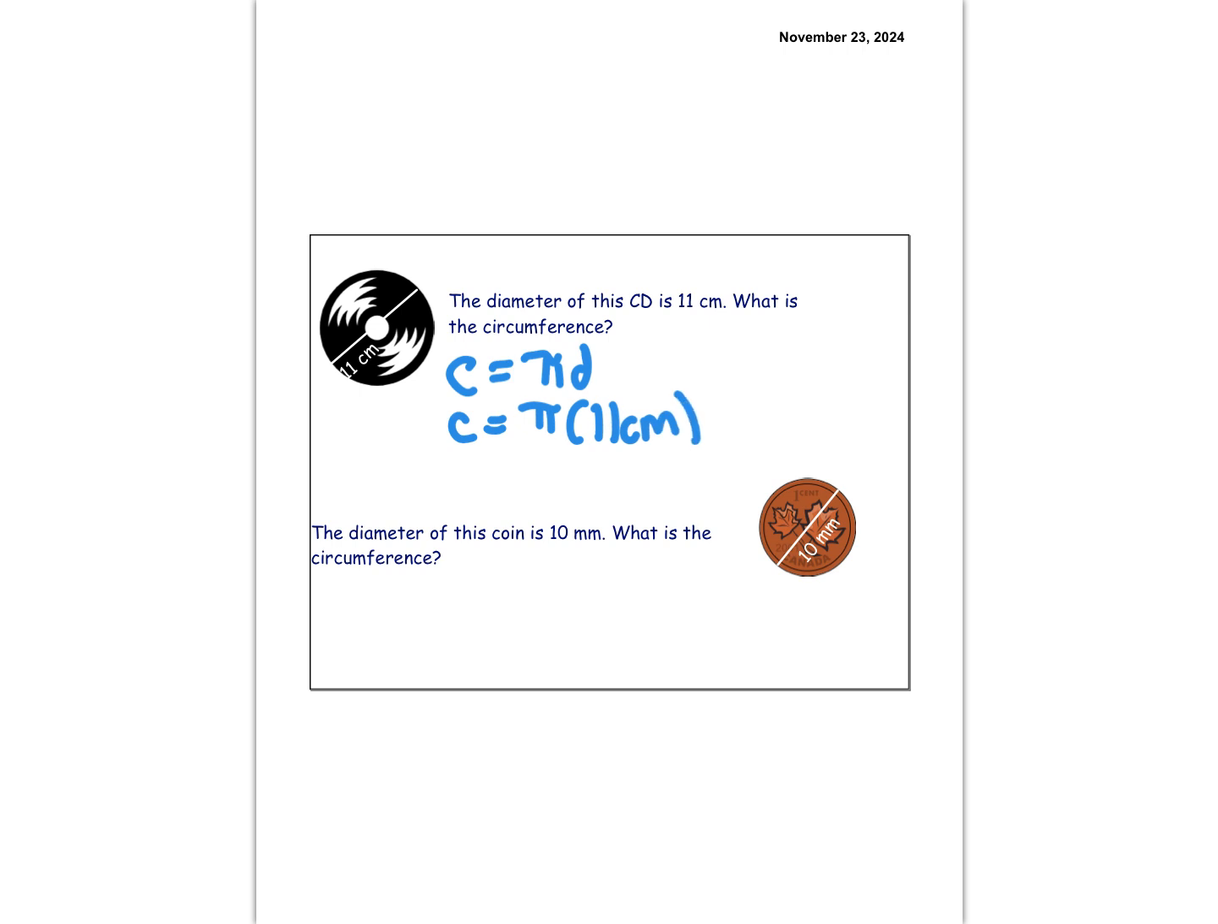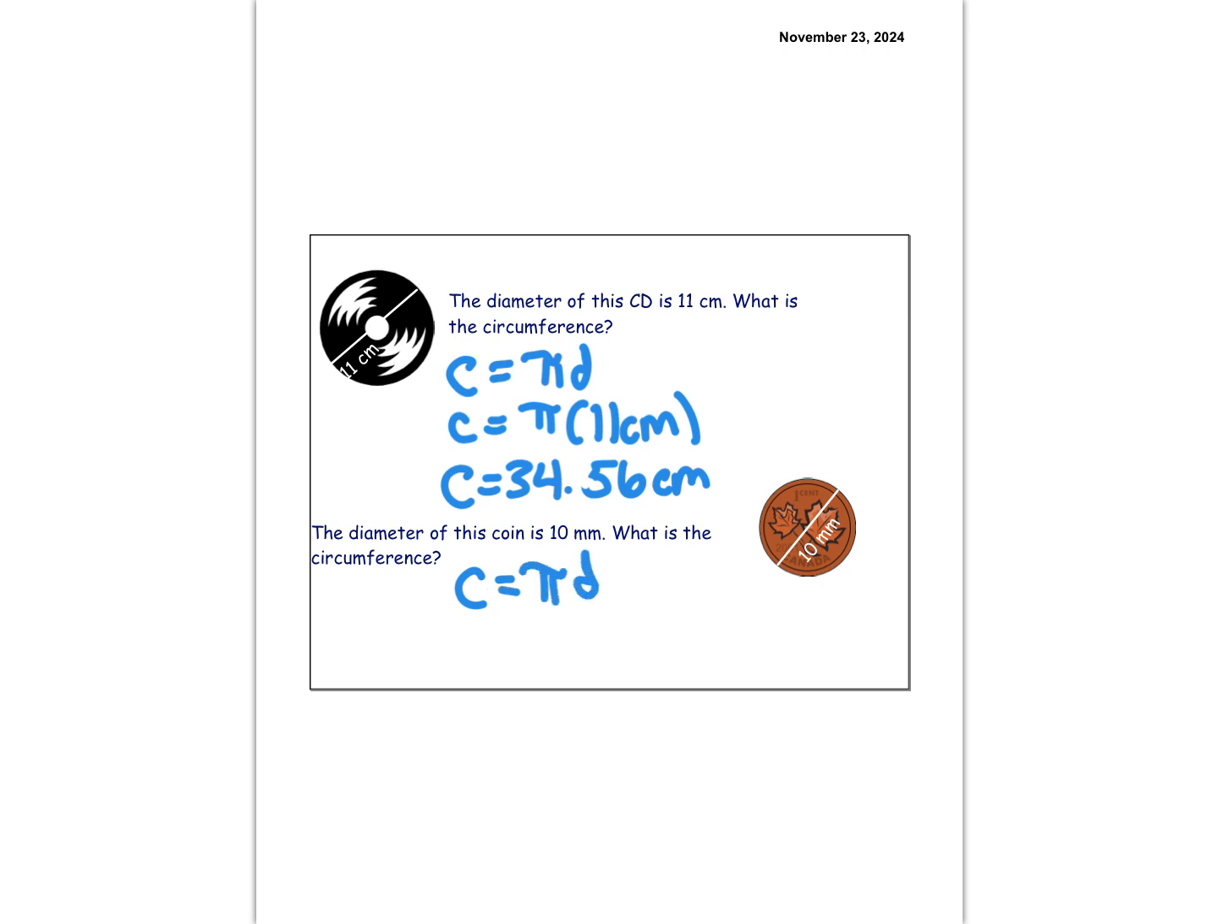And that will give us 34 and 56 hundredths. Okay. The second one, the diameter of this coin is 10 millimeters. What is the circumference? So kind of the similar situation, C equals pi d.